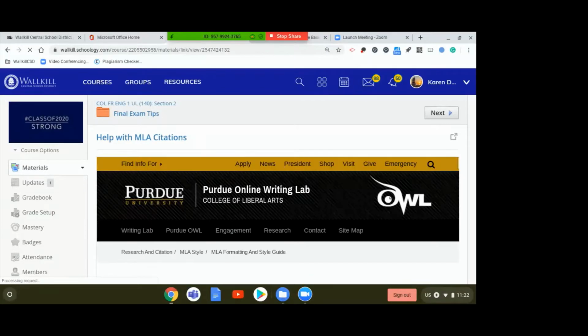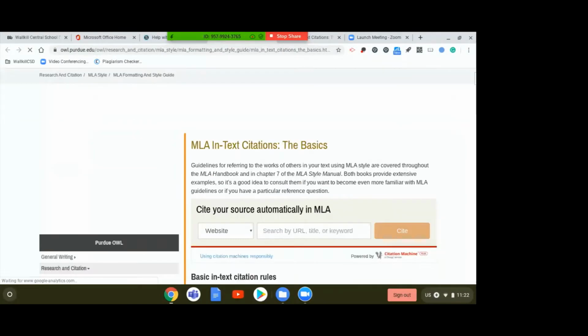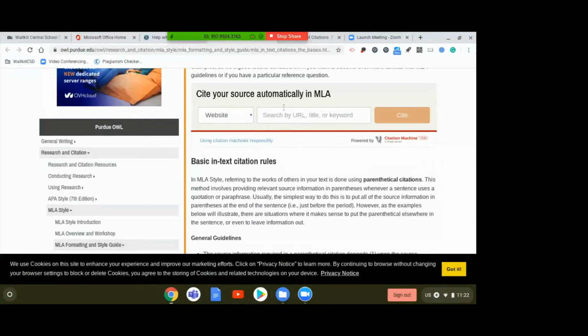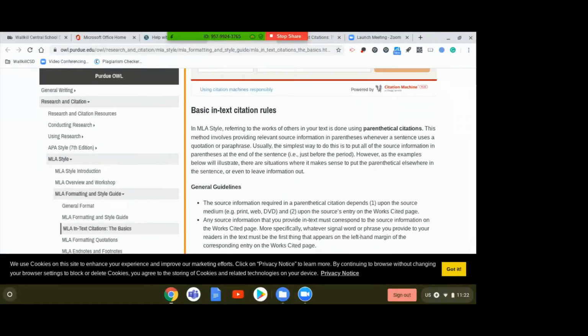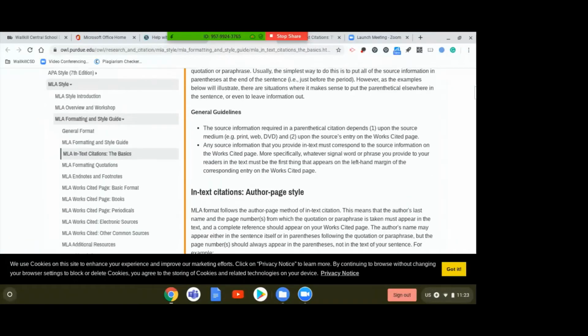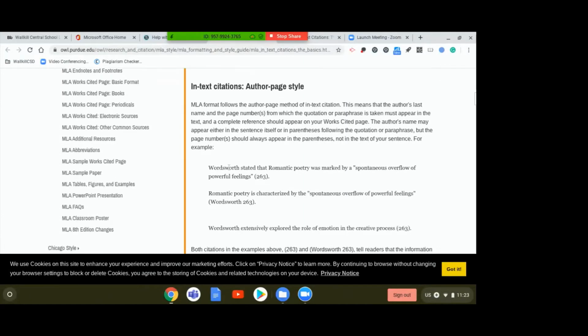So here's the Purdue OWL site. And again, in-text citations, just the basics. We don't need to get fancy here. You could always pop in your website, if you had a website, and it would give you the citation, what it should look like. But we have these articles that we're using, so we'll stick with that. So the basic citation rule is that first, in parentheses, we're going to use an author. If we have an author, the author's name goes in parentheses.